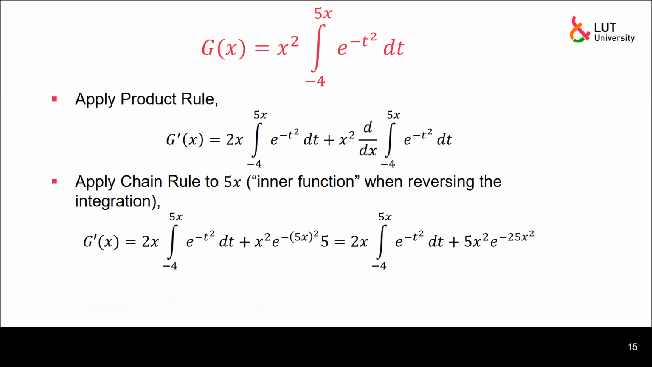Okay, and then when we differentiate something like this, this 5x here is our internal function. So we need to apply the chain rule. So this is what happens over here and over here. So we get the integral of this, and it has the internal function input here, and 10 times the derivative of the limits. So the derivative of 5x is 5.